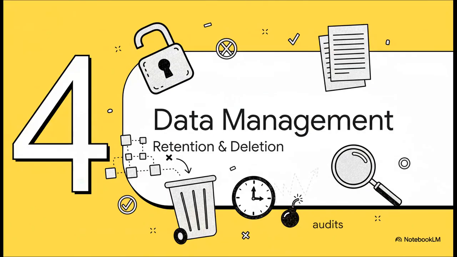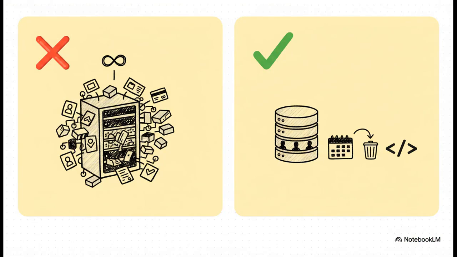Let's zoom in on those last few steps, because honestly, this is where so many systems fall apart. How you handle data retention, deletion, and audits is what separates a responsible AI from a ticking time bomb. Let's make this crystal clear. On the left, we've got what not to do: storing everything forever. That's a huge liability. On the right, that's the best practice.